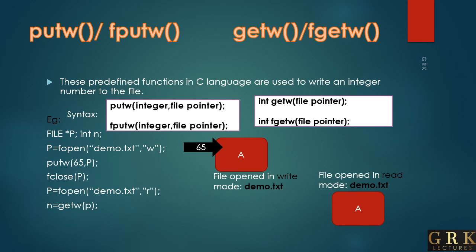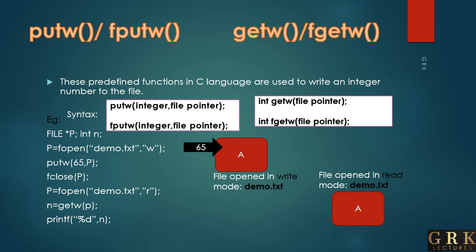In these functions, just like I already told you, we should not write file names. Instead, we have to write the pointers which are pointing to our required files. And getw reads one integer value from the file. That integer value will be stored in the variable n. Now I am trying to print the value stored in n on the console, using the printf statement.